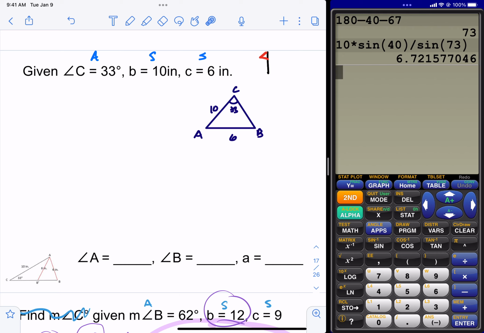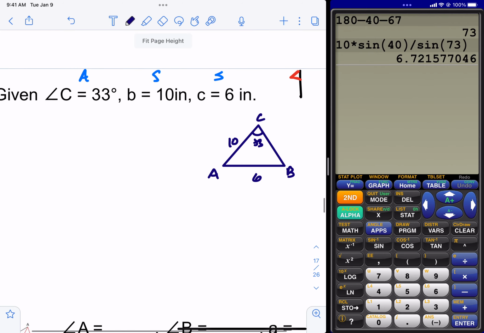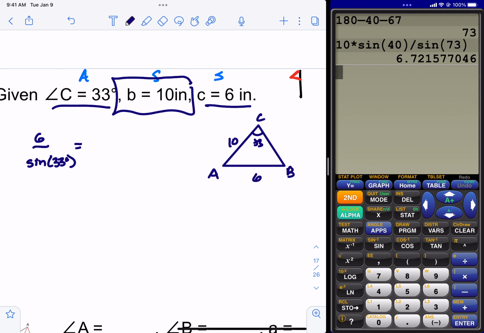So what we're going to do to solve this problem is simply this. We're going to start by finding one of the other missing angles. We already have side C and angle C, so we're going to set those up to use the law of sines. So I'm going to have 6 over the sine of 33 degrees is equal to, the only other piece of information I have is side B, so 10 over the sine of whatever angle B is. Now in this situation, we don't know what angle B is. We're going to find that, so we will be using some inverse trig to help us out.